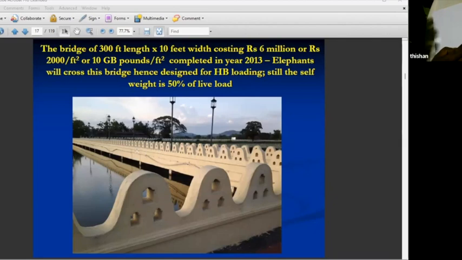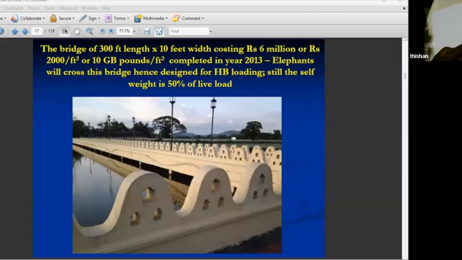And the other important thing is the cost. Cost was only 6 million, and it was constructed by a normal contractor, maybe just an experienced mason running his small construction company. He did the construction of the bridge. Cost was less than 2,000 rupees per square foot. Right. So those are the important things, and I think this will be a very good solution, especially for rural bridges.